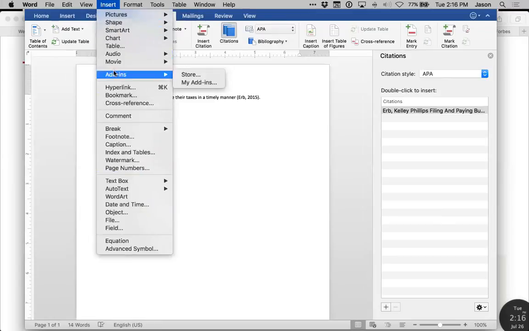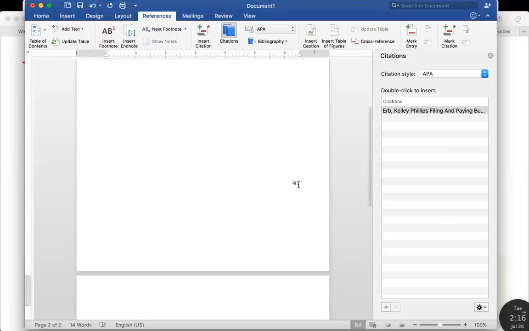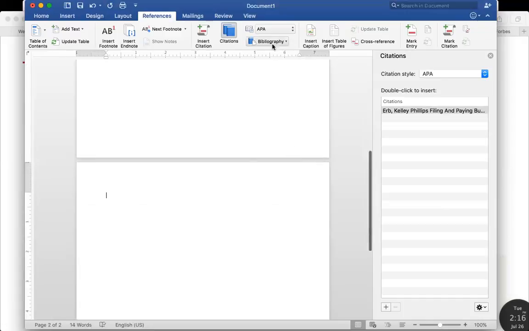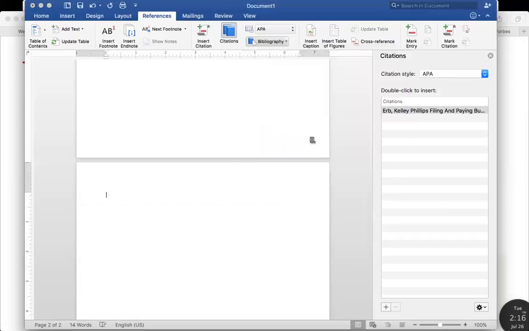And then when I'm ready to do my reference page, I'm going to insert a page break, so I'm down to a fresh page. And then I just come up here, and I've got these two options, bibliography or works cited. So I'll just do works cited, and you see that it pops that in for me.